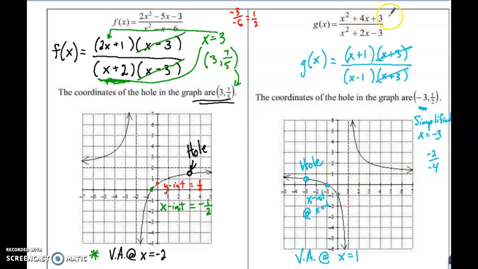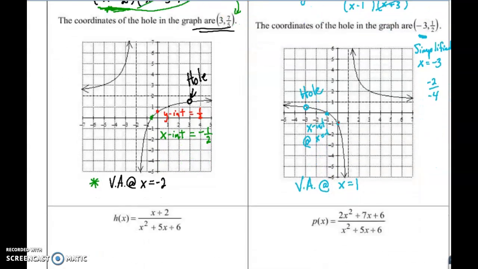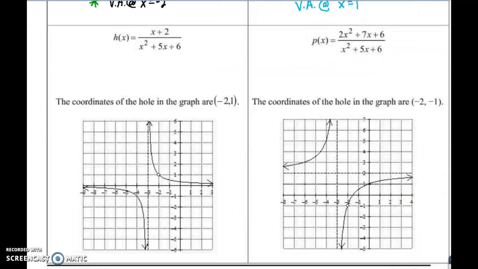0 plus 0 plus 3, over 0 plus 0 minus 3. That equals -1. That's how you find your y-intercept. So we are slowly getting there. And just for the sake of practice, here's a few more.